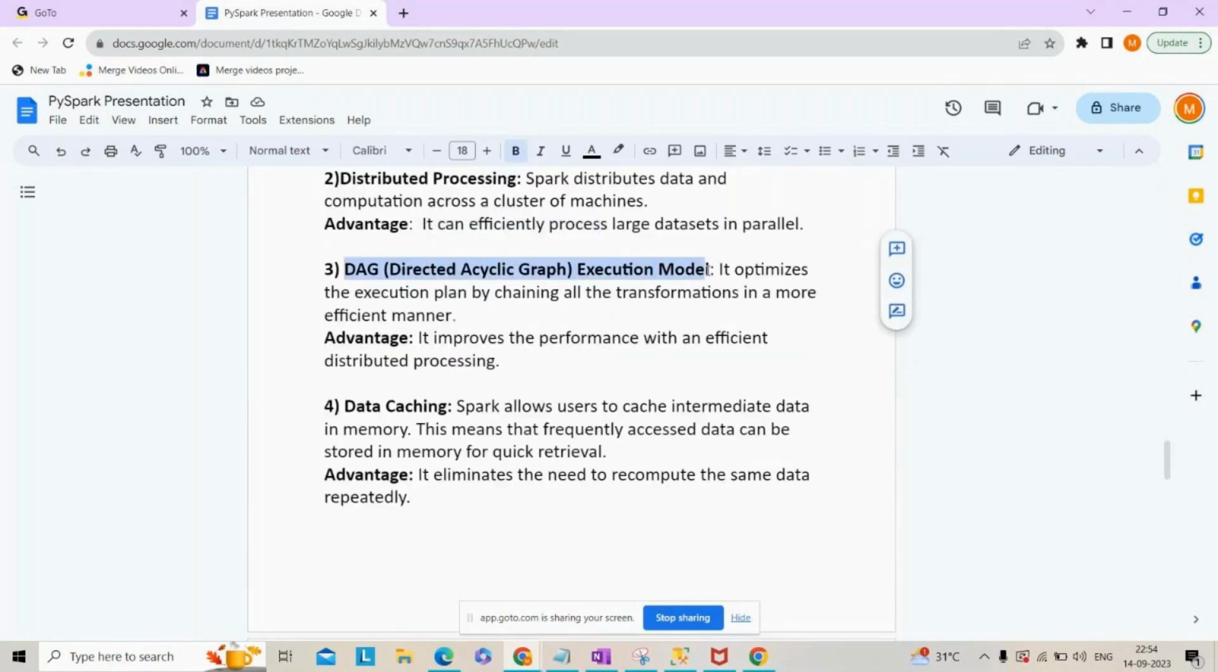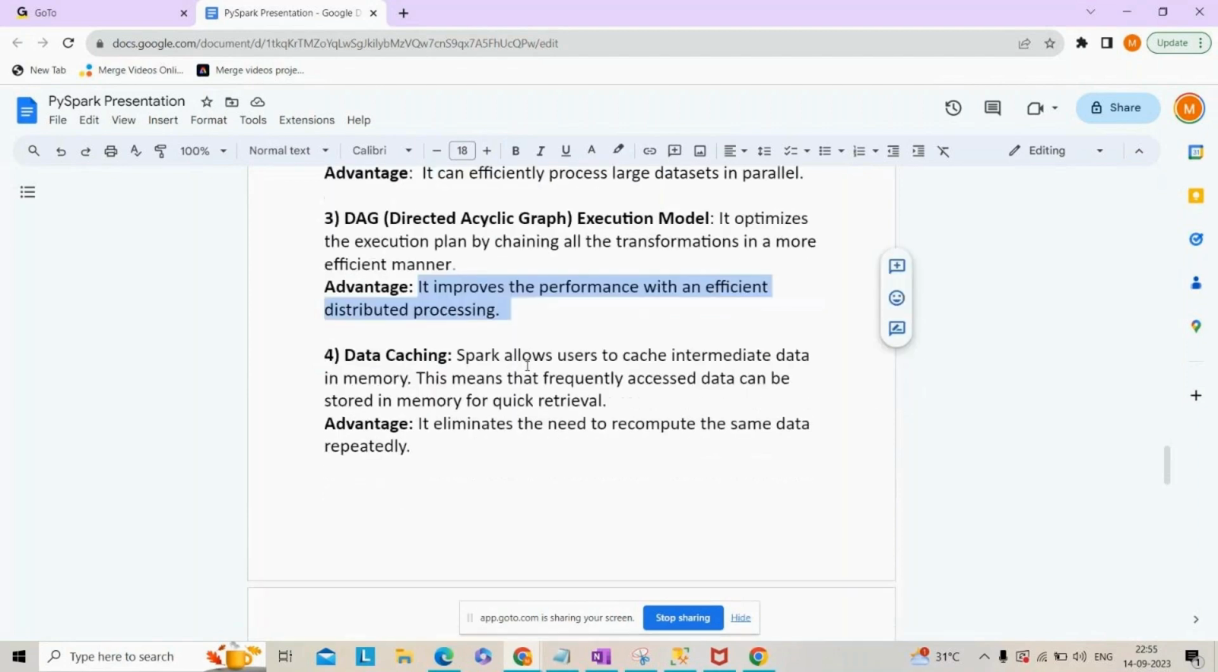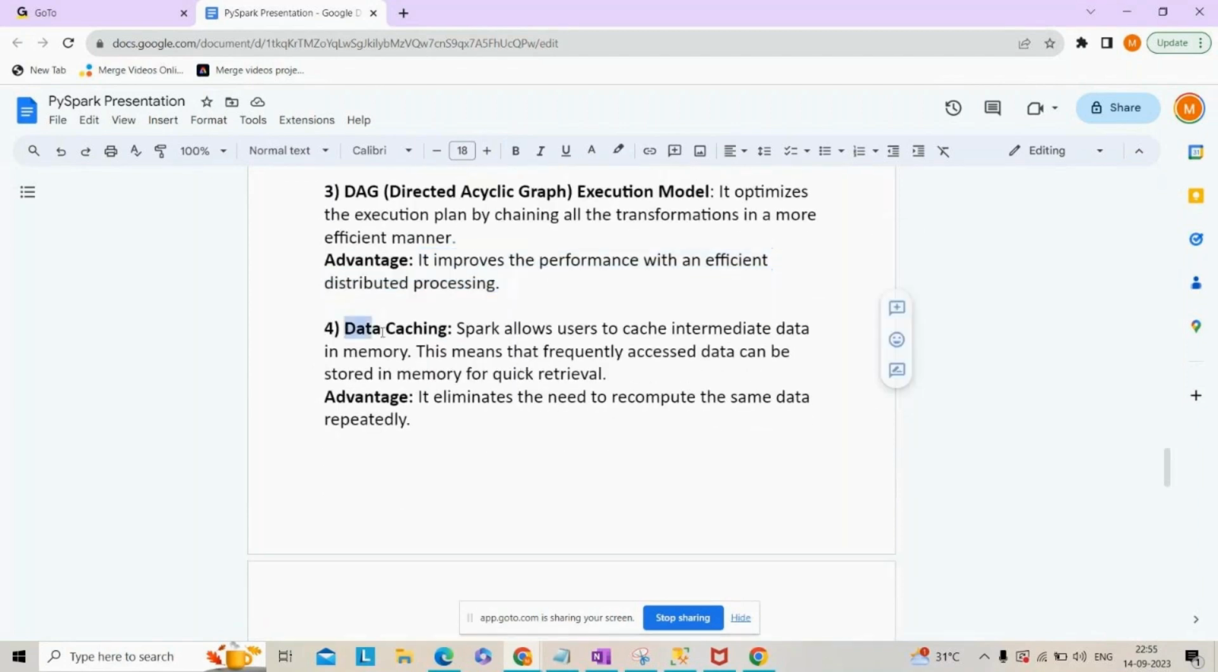DAG execution model. It optimizes the execution plan by chaining all the transformations in a more efficient manner. What is an advantage? It improves the performance with an efficient distributed processing. Understand? Right.